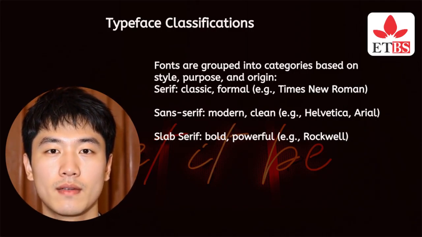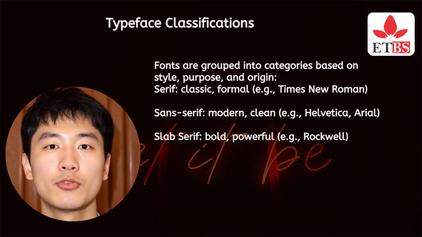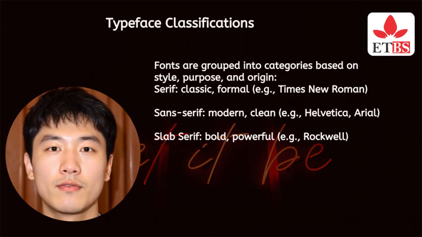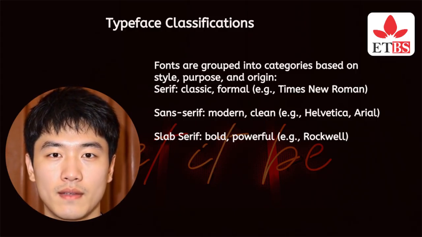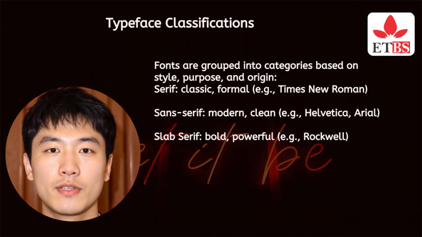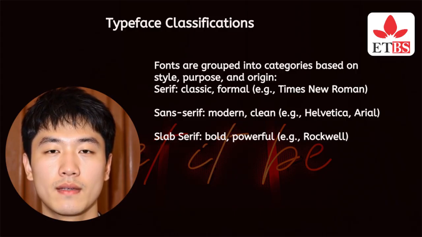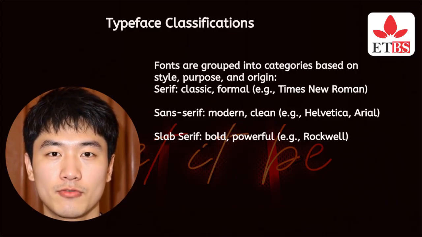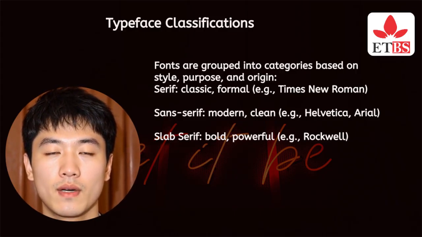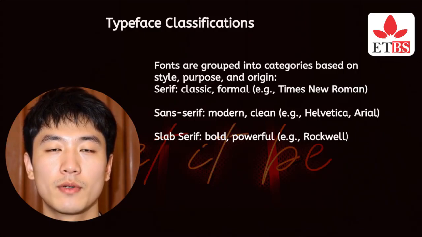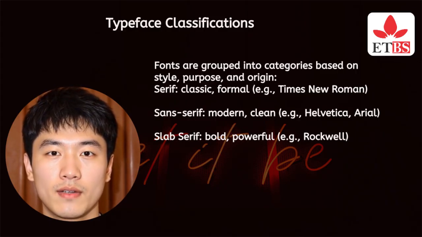Serif, classic, formal, e.g., Times New Roman. Sans serif, modern, clean, e.g., Helvetica, Arial. Slab serif, bold, powerful, e.g., Rockwell. Script, decorative, handwritten, e.g., Pacifico. Display, decorative, expressive, used in large headings. Monospaced, typewriter style, used in coding or minimalist design. You'll learn the purpose and personality of each class and where they're best applied.